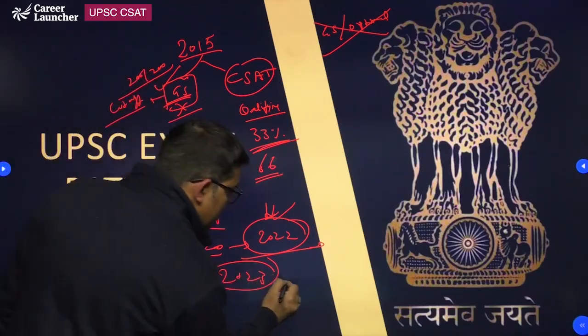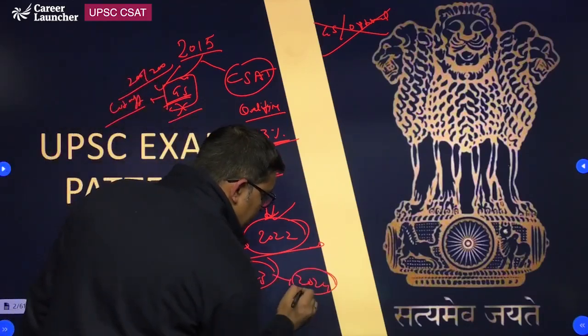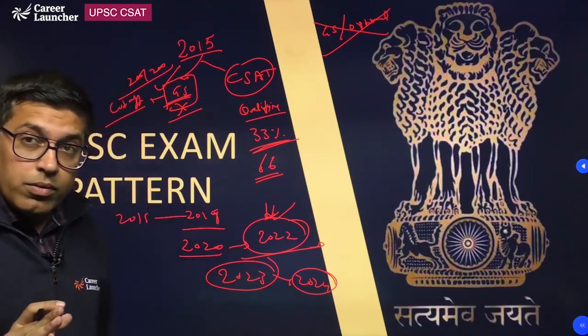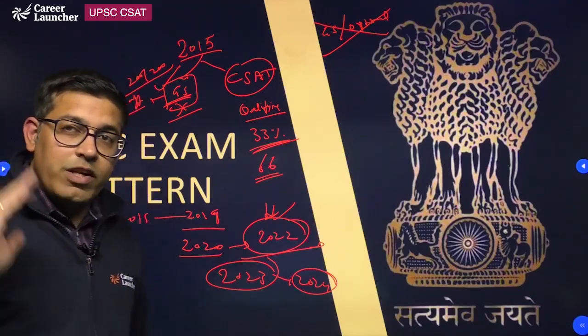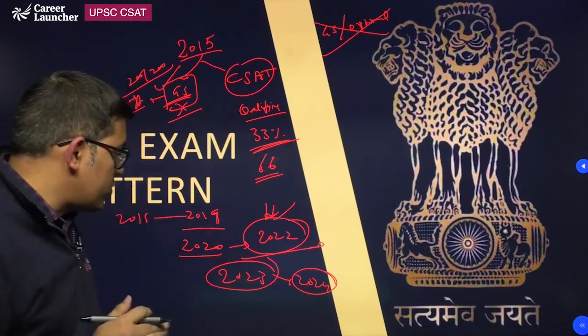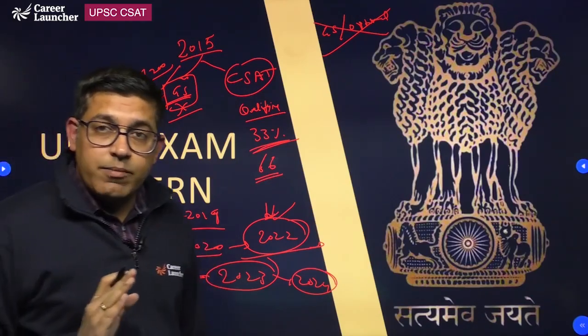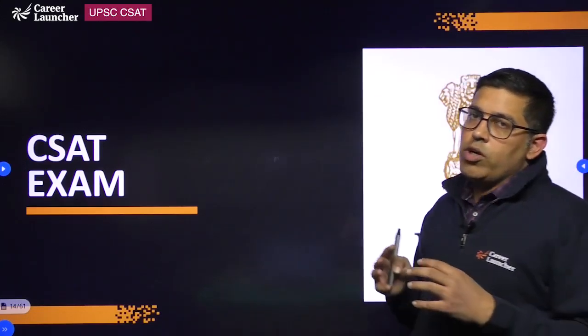In 2024, they reduced the difficulty level a little bit, but it is still a high difficulty level paper, more than above average. But 2023, in some ways, is more difficult than even the GATE examination paper. And now we'll get into the topic that we are here for today. We'll talk about the CSAT examination, and we'll talk in a lot of detail about the CSAT paper.